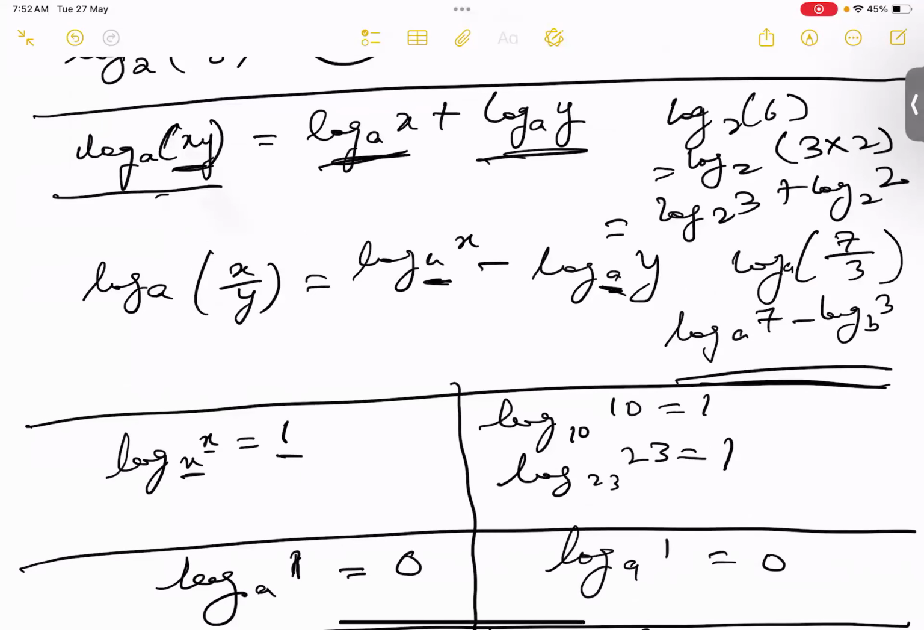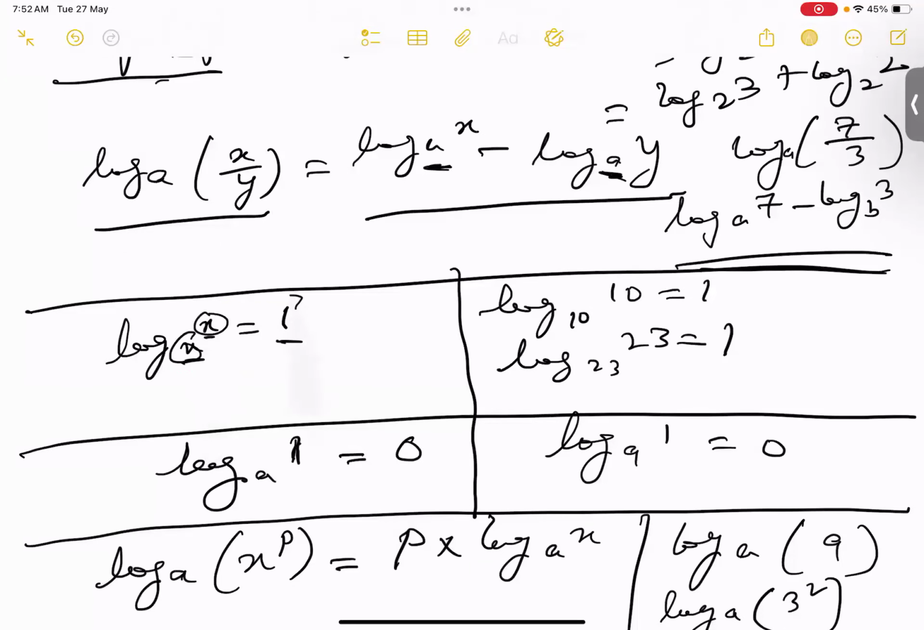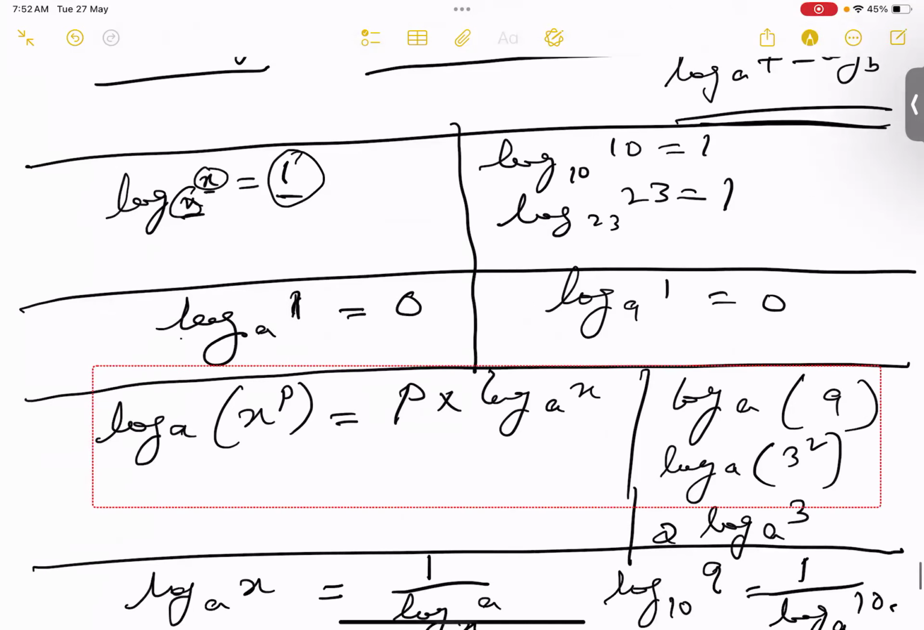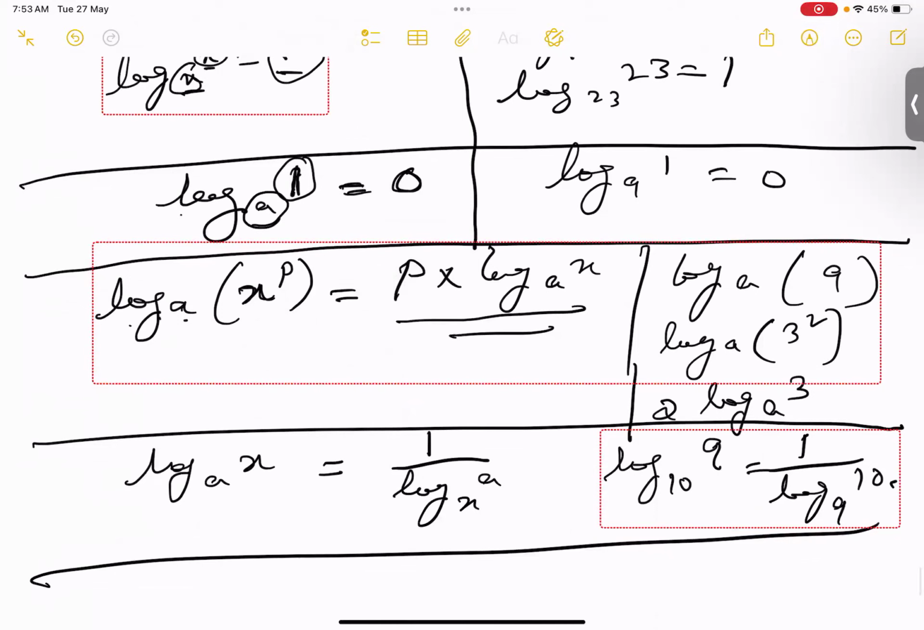Log base of a product of two numbers becomes addition. When it comes to division, it can be separated and formed into subtraction. If the base and the number have the same value, the log value becomes 1. And log with any base of the number 1 will automatically become 0. And log with any base of a number with a power, then the power will be multiplied. And if we change the base, we will divide it. It becomes division.